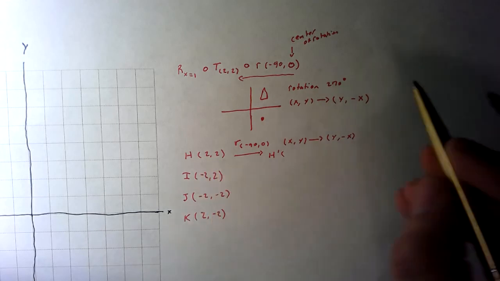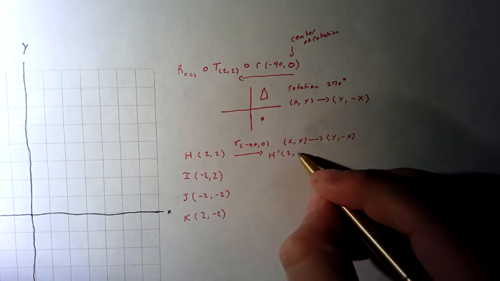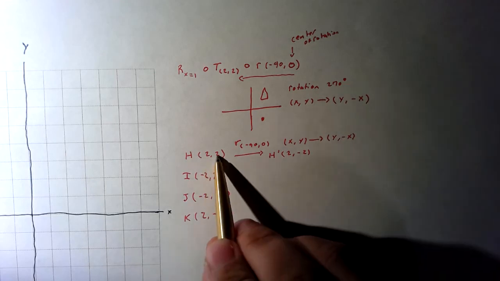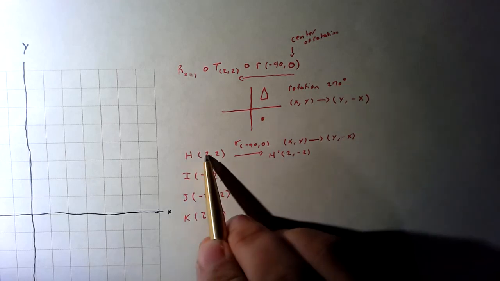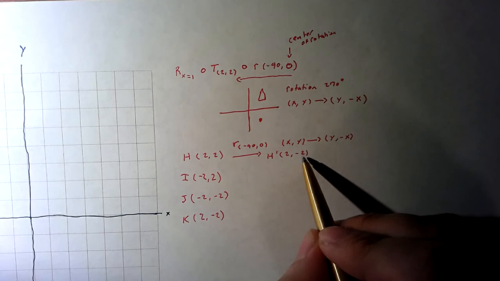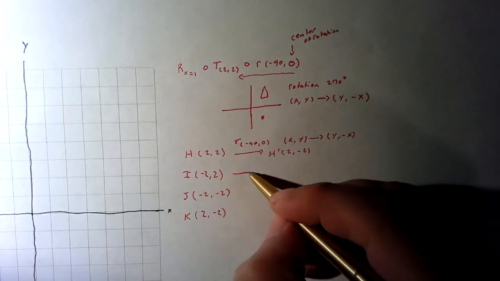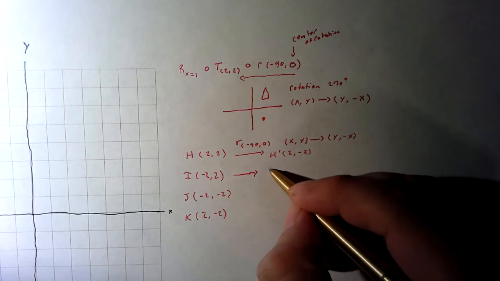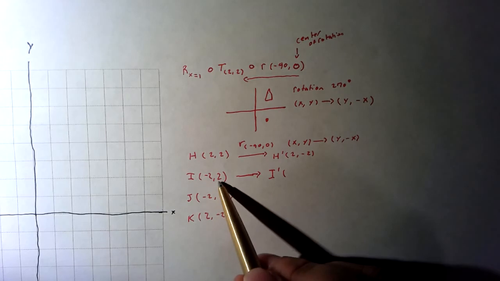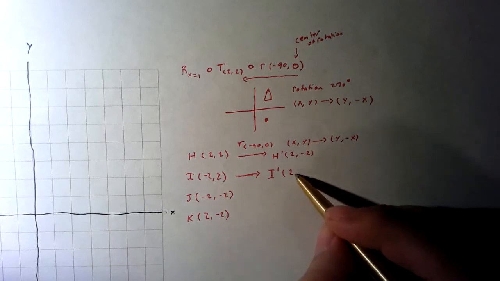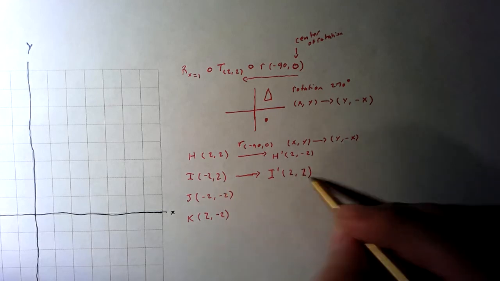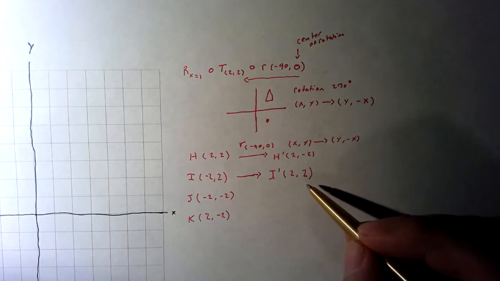H is 2, 2, so now it turns into 2 comma negative 2. All that happened was the y jumped to the front, the x jumped to the y slot, and we changed its sign. Now for I prime, again following our formula, the y value hops to the front and we don't change the sign. The x value hops to the back and we change the sign.